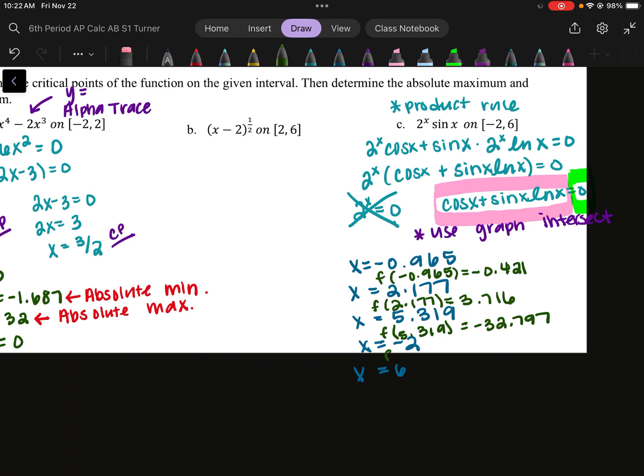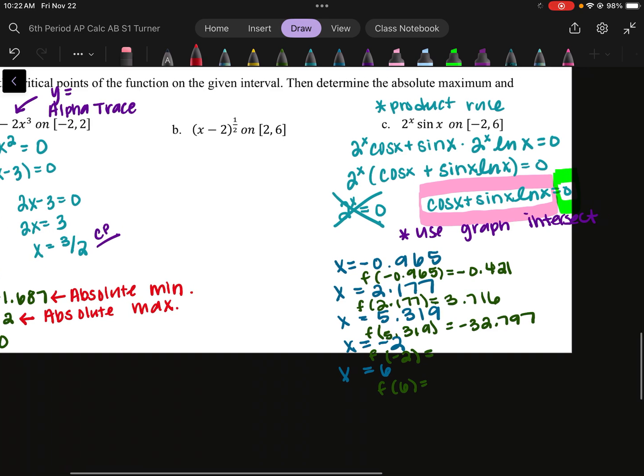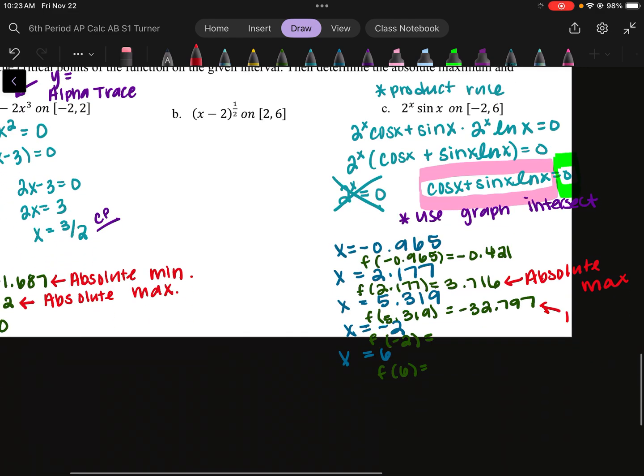Okay, so all of this will be in the class notebook for you guys. Complete the problems that I did not do for you guys, and then you can check your answers in the class notebook as well. For this question, when I plugged them in, I got that my absolute maximum is happening at 2.177. And then the one that is negative 32, so when your x is 5.319, that's going to be my absolute minimum.